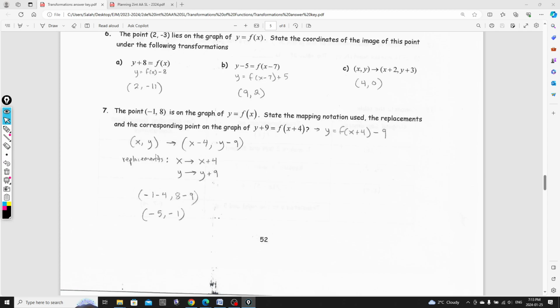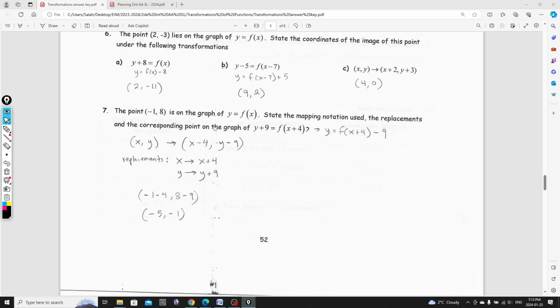Okay? Now, for the replacements, they're really just asking you, okay, what did we replace y with in our transformed function? Well, we replaced y with y plus 9. Okay? Regarding x, what did we replace x with? Well, we replaced it with x plus 4. That's all that means.